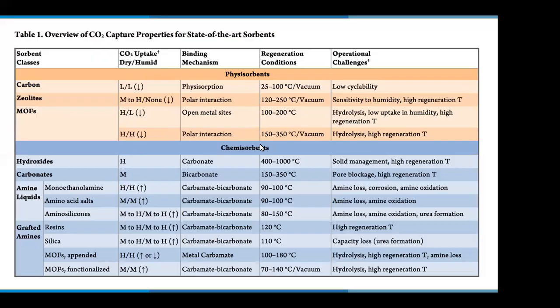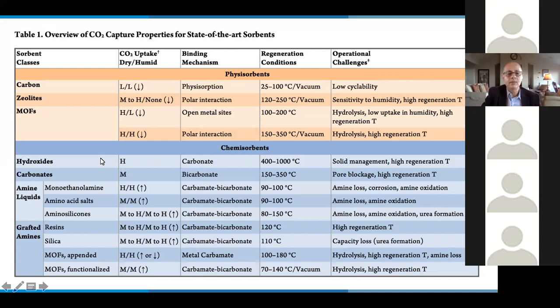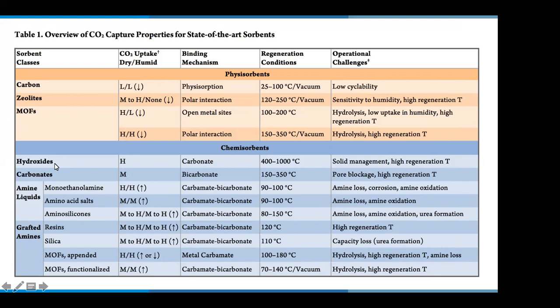chemisorbents. There are chemisorbents which are where the carbon dioxide is bound chemically, such as to hydroxides or carbonates or the amine liquids or grafted amines onto solids. But you can see here from the operational challenges that none of these materials are ideal. None of them. They all have problems. Whether it is hydrolysis, low cyclability, high regeneration temperature, amine loss, amine oxidation.